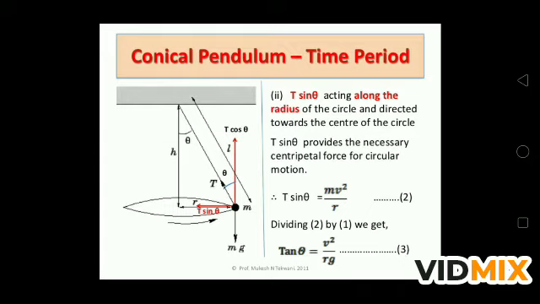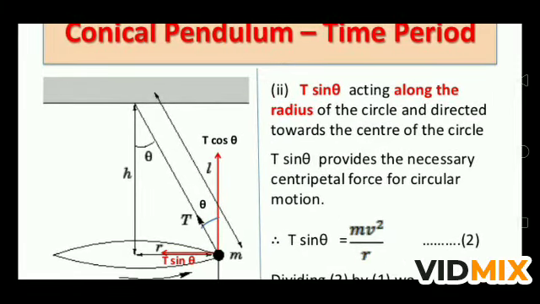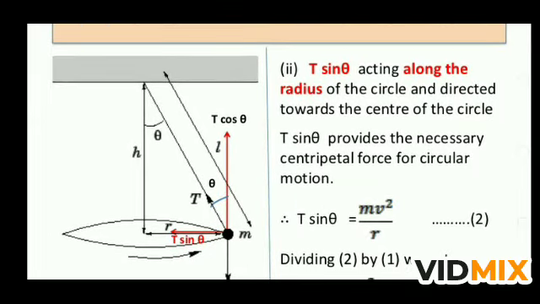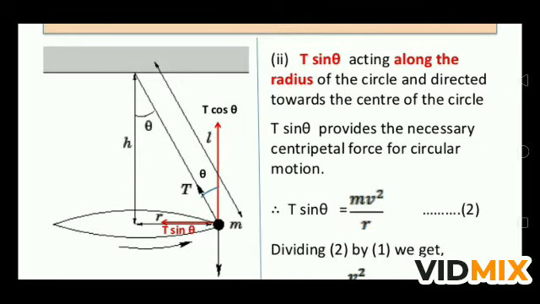The second, T sin theta, acts along the radius of the circle and is directed towards the center of the circle. So T sin theta provides the necessary centripetal force for the circular motion of the bob, and therefore we can say that T sin theta is equal to mv square by r. mv square by r is the magnitude of centripetal force. So T sin theta is mv square by r.